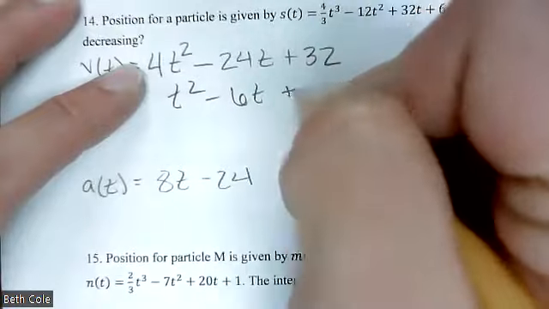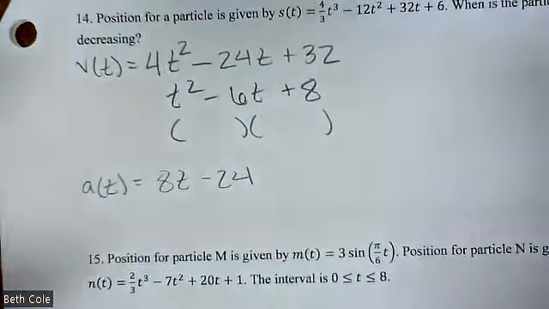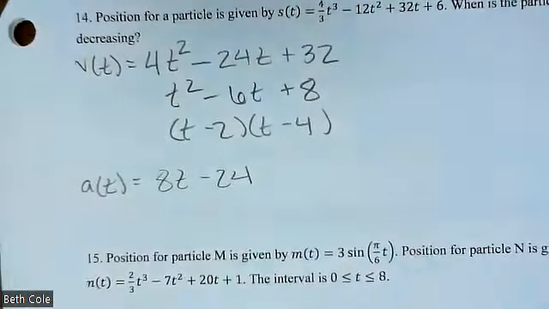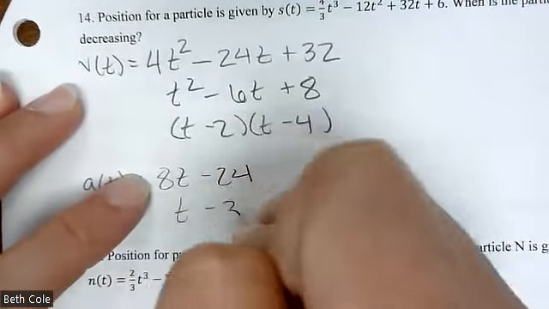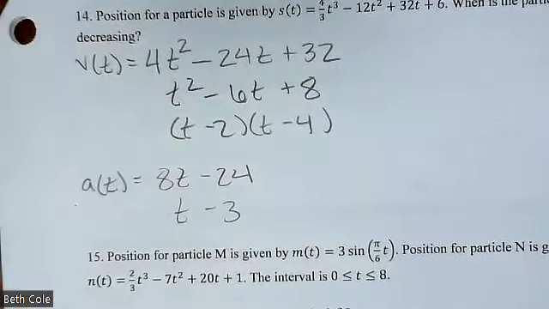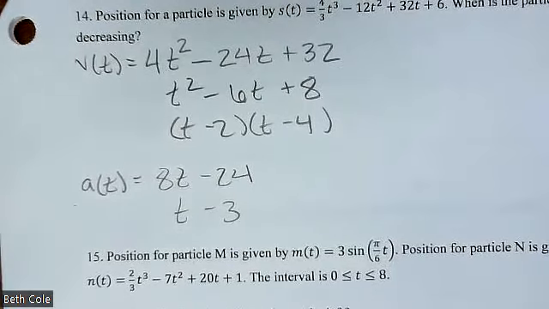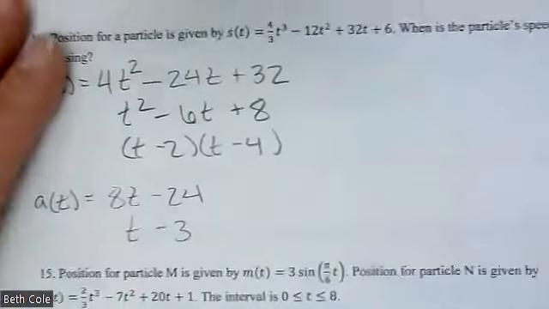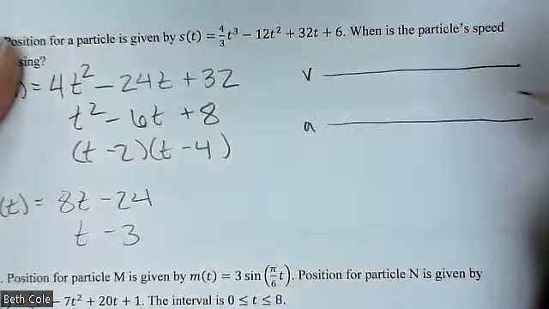These will all divide by 4. And then that would factor into what? Perfect. And then these will both divide by 8. So t minus 3. And if you can pick the answer without doing this, do that. Like less work is always good. I just can't do it without a number line. So I make a number line for velocity, a number line for acceleration.